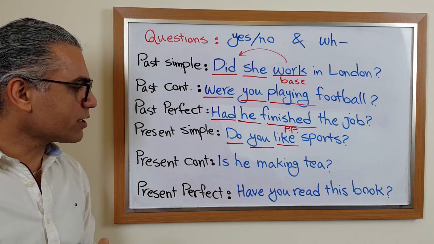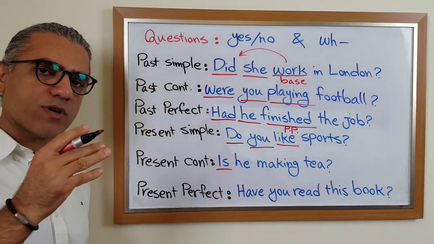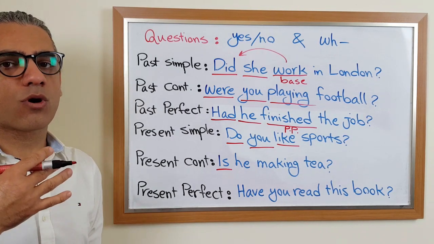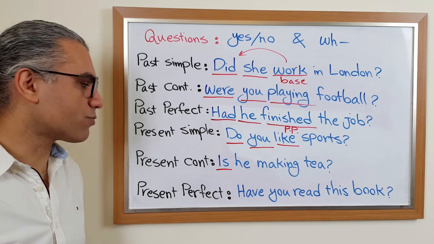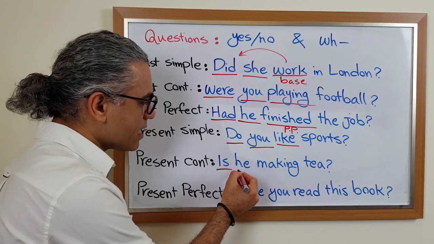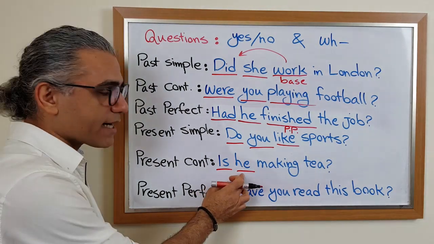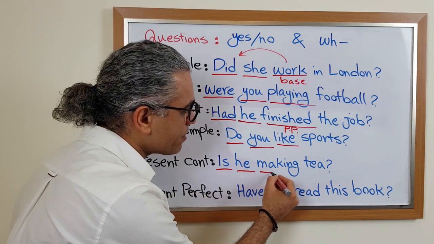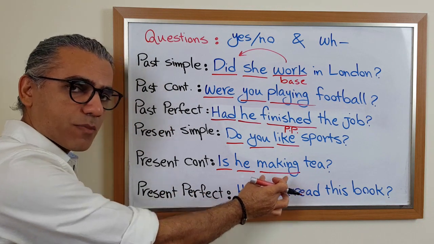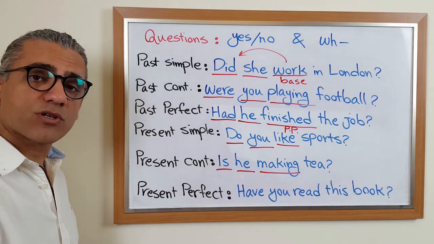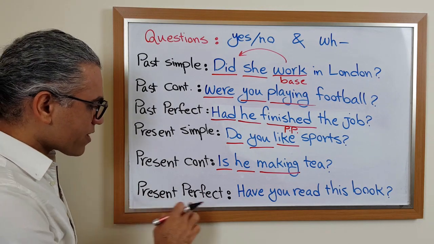Another example, present continuous. We start with am, is, or are, considering what the subject is, and you know that already, I believe. So this is the auxiliary verb for present continuous, and after that we have the subject. And after the subject, because this is continuous form, we have the main verb in present participle form, or ing form.